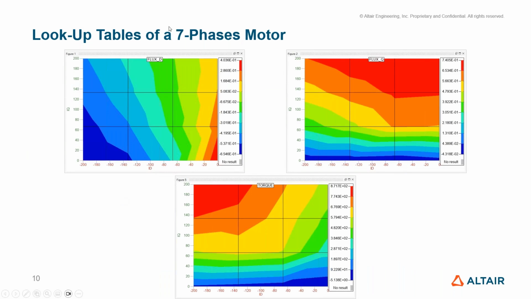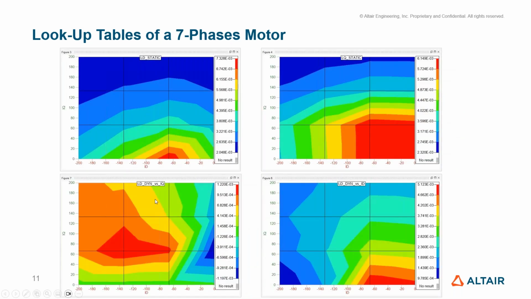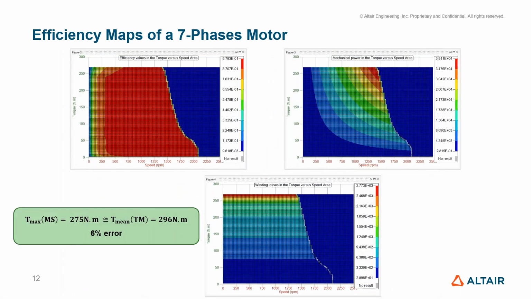So here we did it for the 7-phase motor. You have the flux, the torque, and also inductances, static and dynamic. But you also have Joule losses that I haven't displayed here.